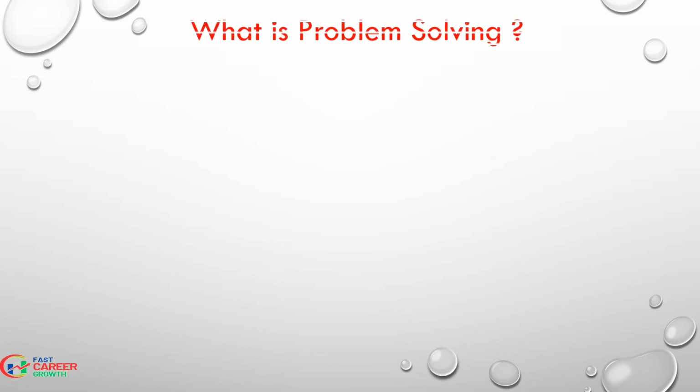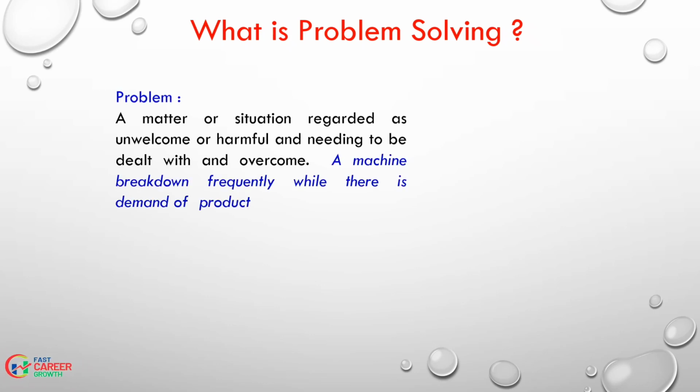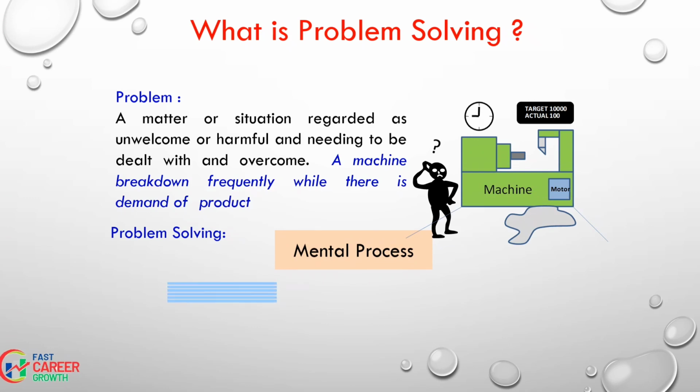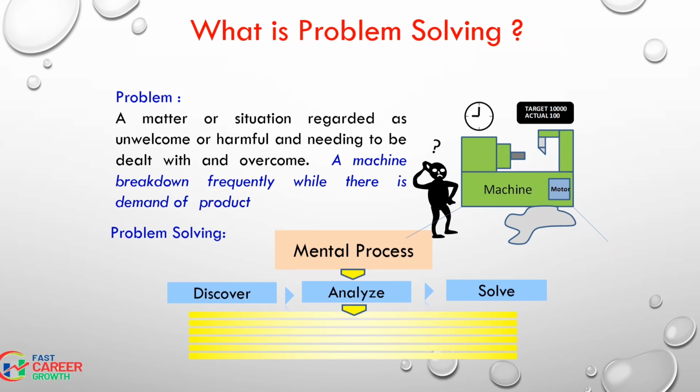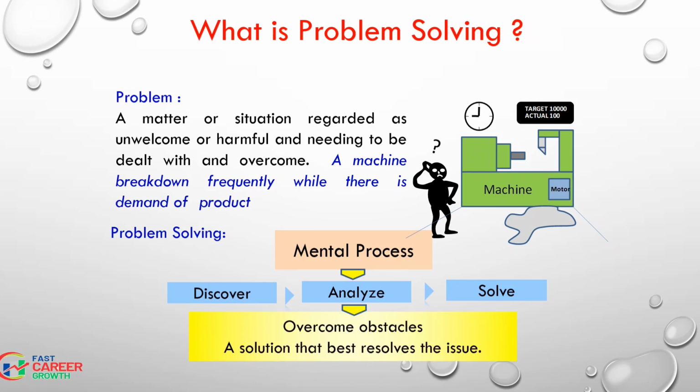Next is, what is problem solving? Problem: a matter or situation regarded as unwelcome or harmful and needing to be dealt with and overcome. For example, a machine breaking down frequently while there is demand for the product. Problem solving starts with a mental process. Here you have to think about the real situation. Then discover the issue. Then analyze the issue. Then solve the issue. Then overcome obstacles, finding a solution that best resolves the issue.